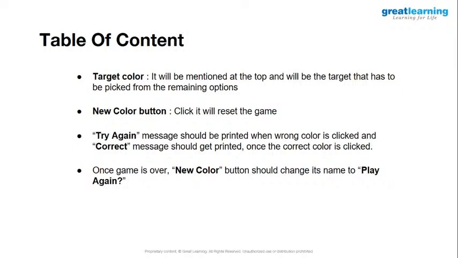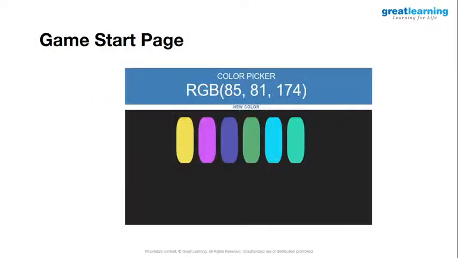If we pick the wrong choice, there will be a try again message, and if we pick the correct one, we will get the correct message. If you want new colors, we can click on new color, and once you start playing the game, this new color will be changed to play again. So this is all the table of content that we are going to build. Now let's see how this game looks. This is the game that we are going to build.